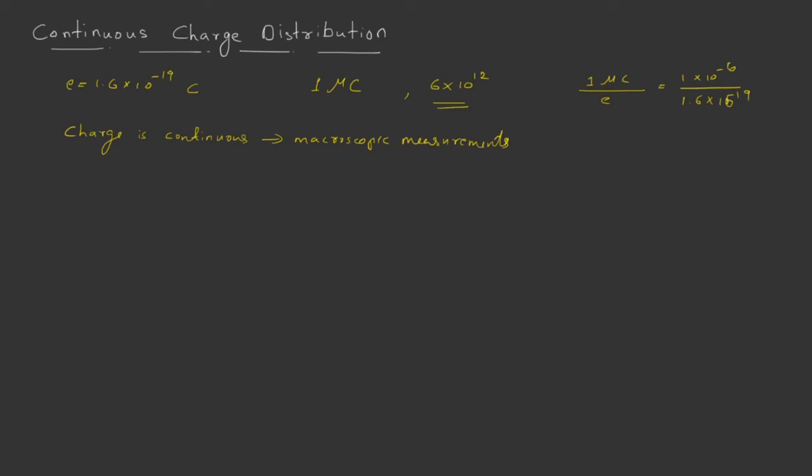But remember, at the microscopic level, we need to consider charge distribution as discontinuous because at this level they are discrete charges separated by intervening space where there is no charge. That is, charge is considered as discrete in microscopic measurements.